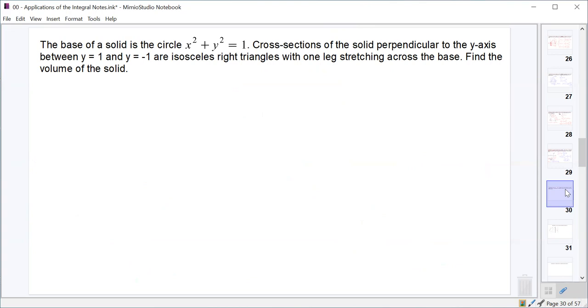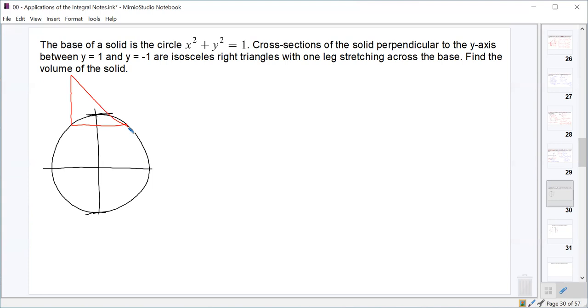So the base of our solid is the circle x squared plus y squared equals 1. And we've got cross sections perpendicular to the y-axis from y equals -1 to y equals +1, which are isosceles right triangles with one leg stretching across the base. So there's the leg, there's the other leg, and there is the isosceles right triangle. And we could draw as many of these in here as we want. There are an infinite number of tiny little slices of these. If you decided to draw them this way, there's absolutely nothing wrong with that. The answer will be exactly the same. It won't change the problem at all.